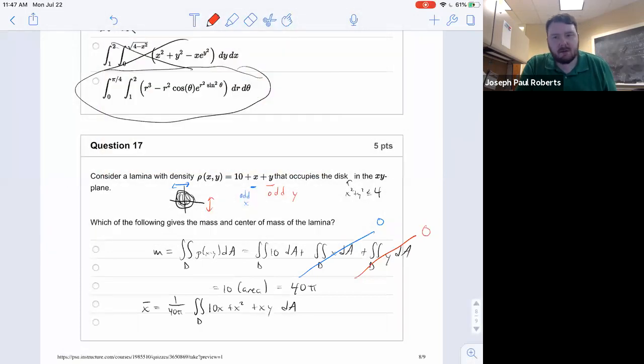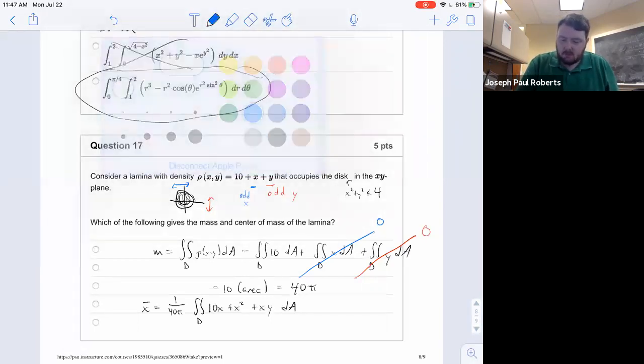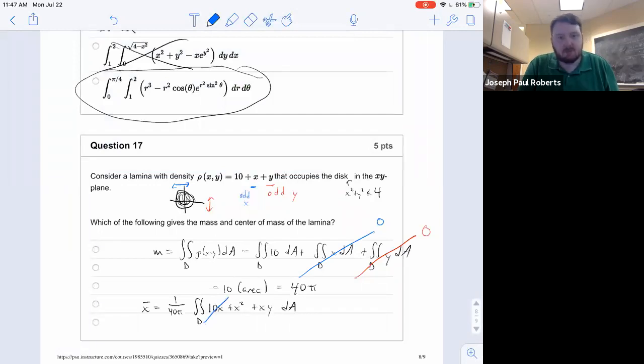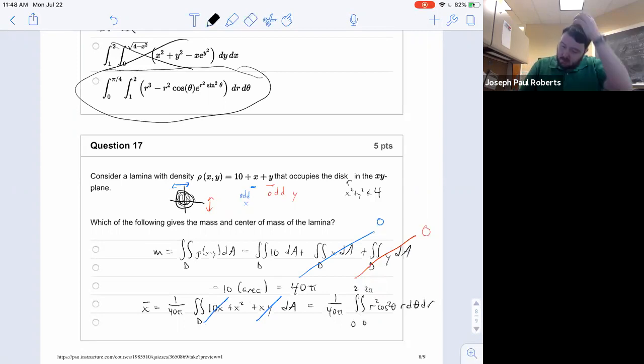And we didn't have you evaluate this. We didn't want there to be too many steps in the calculation, but 10x is odd with respect to x. This region is symmetric over the y-axis, so that goes away. Same thing for that, and so the answer choice for this, I believe we left it as 1 over 40 pi, double integral. Oh, so I did convert it to polar, but x squared is going to be r squared cosine squared theta, r d theta dr, and then I think 0 to 2, 0 to 2 pi as far as the bounds go.